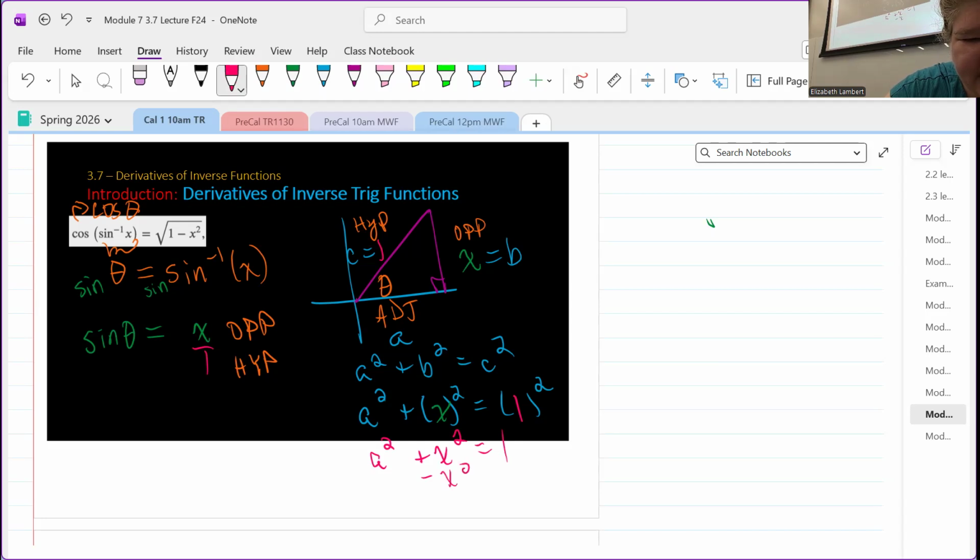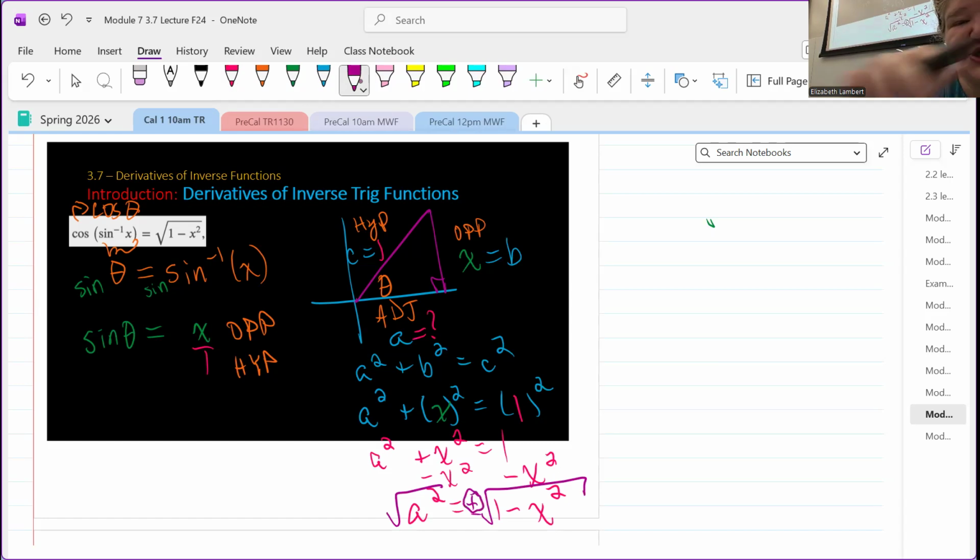I subtract the x squared because we're trying to figure out an expression for A. That's what we want to know here. So A squared is 1 minus x squared. And then I would square root both sides. We have our plus or minus conundrum, but we default assume we're in quadrant 1, so we go with the positive square root.